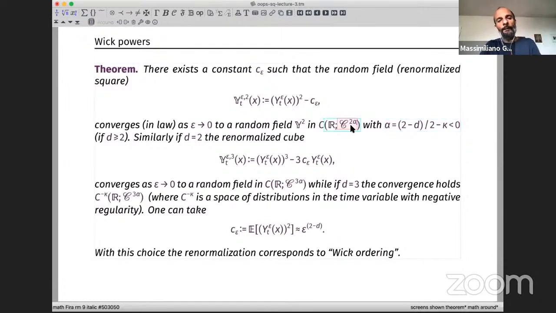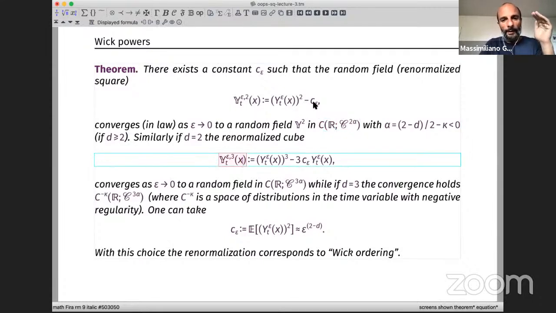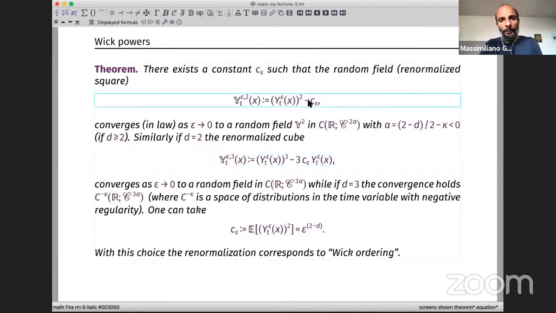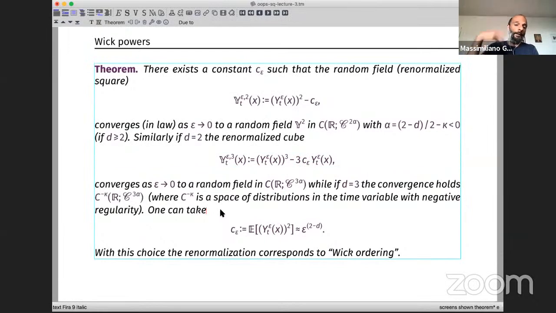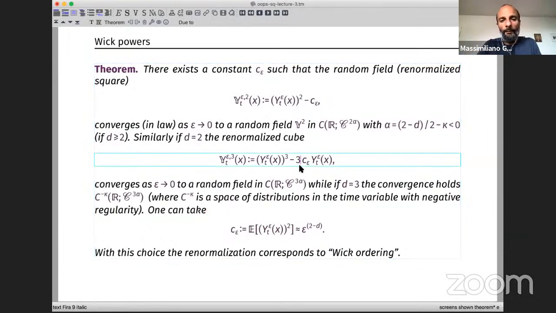But let's say if I choose C alpha for the convergence of y, then it's natural to choose C 2 alpha for the convergence of y squared, and then you can prove that if you subtract, using the same constant, 3 times the same constant times y, there is a similar subtraction procedure for the cube, which gives you a well-defined limit, which you call the renormalized cube. The important point for us is that the same constant works for the square and the cube. So you can renormalize the square and the cube with the same constant with a different coefficient.